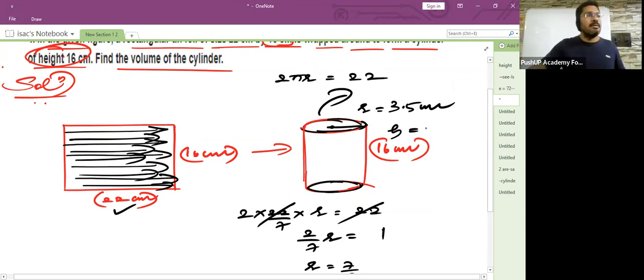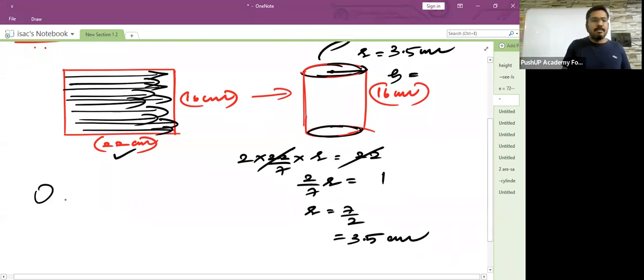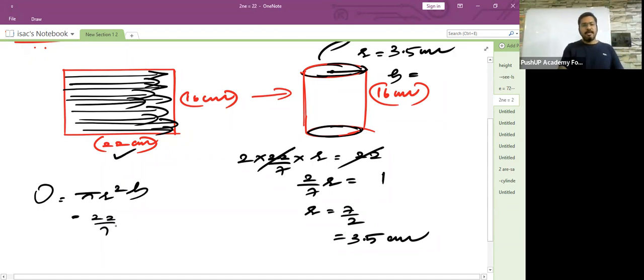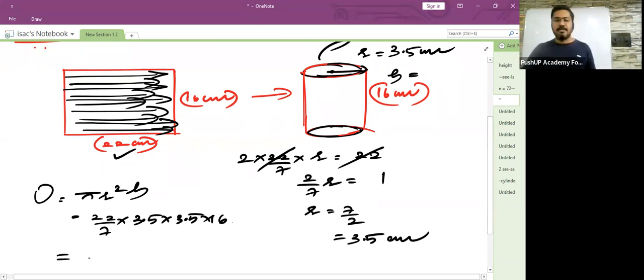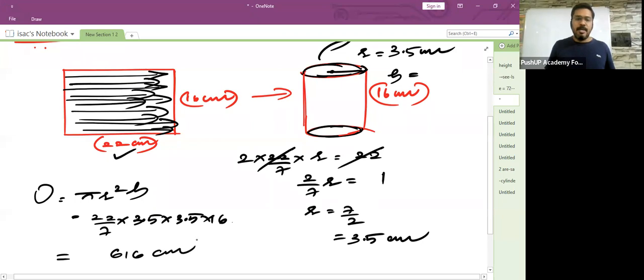Can we find the volume of the cylinder? Can we find it by using which formula? Pi r square h. Let's do it. So it is 22 by 7 into radius, which is 3.5, so 3.5 into 3.5 multiplied by its height, which is 16. Do the calculation, get me the answer. 616. Very good. 616 centimeter cube.